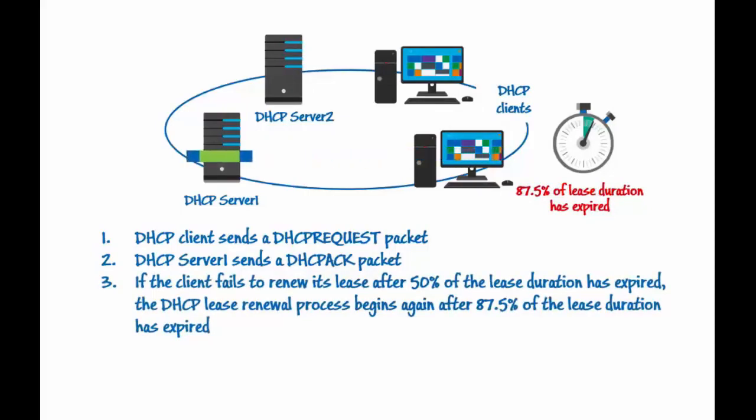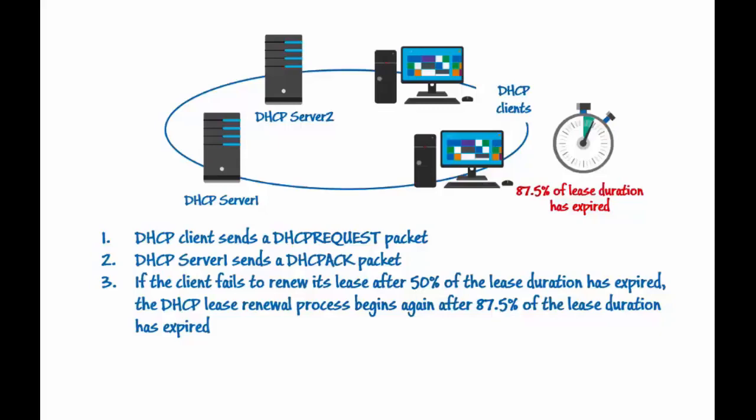waits until 87.5% of the lease time expires. At this point, the client sends a DHCP request broadcast rather than a unicast to get a renewal, and the request goes to all the DHCP servers, not just the server that gave the original lease. However, this broadcast request is for a lease renewal, not a new lease. If the lease renewal is successful, the lease period is reset.